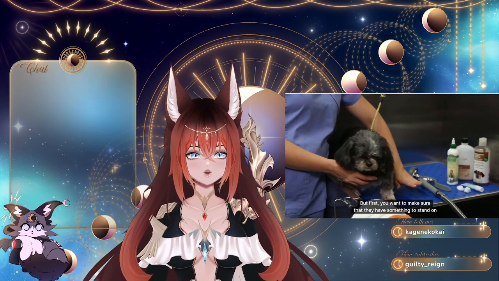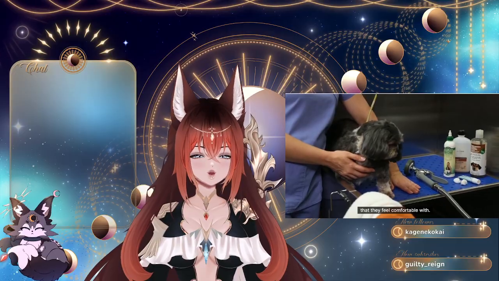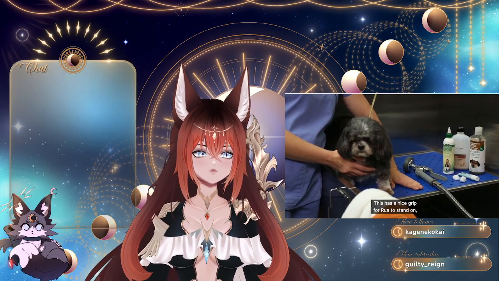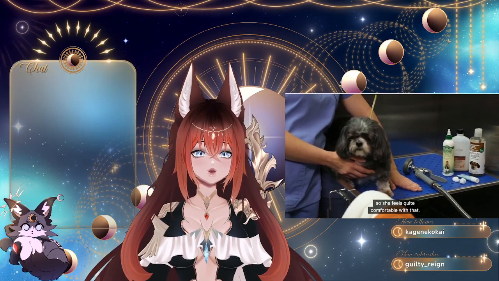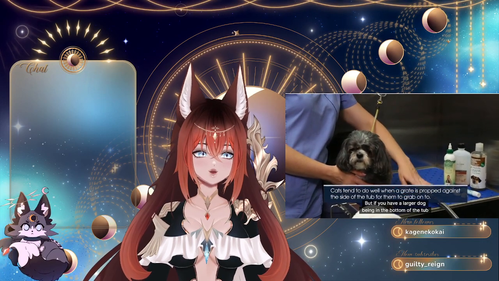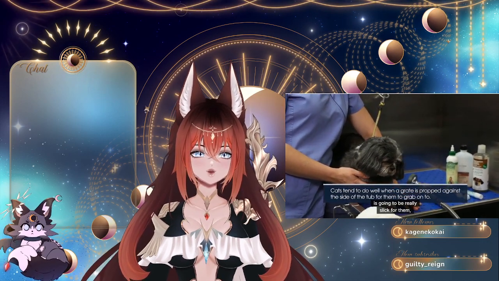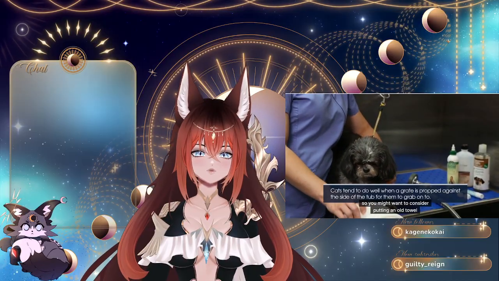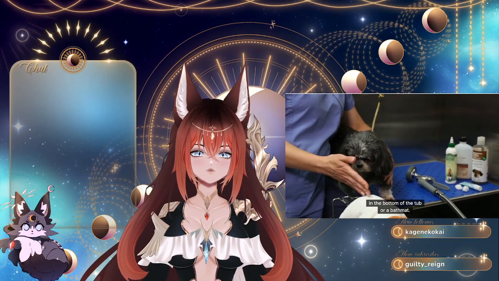First, you want to make sure that they have something to stand on that they feel comfortable with. This tub itself has a nice grip for her to stand on, so she feels quite comfortable with that. But if you have a larger dog, the bottom of the tub is going to be really slick for them. So you might want to consider putting an old towel in the bottom of the tub or a bath mat.